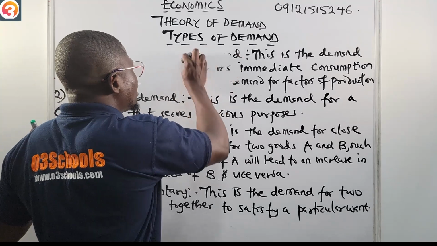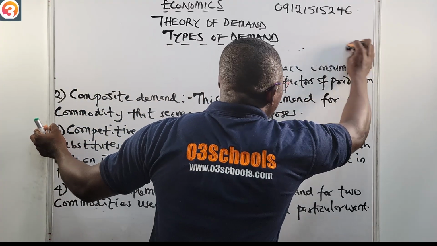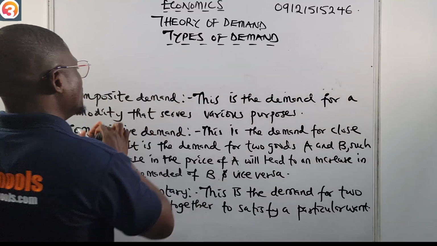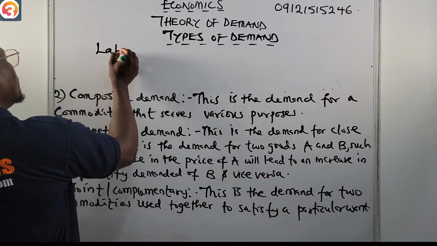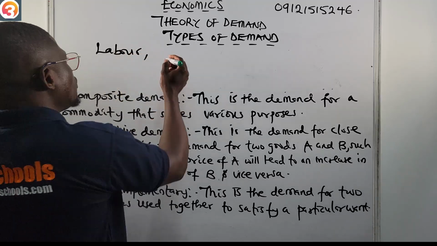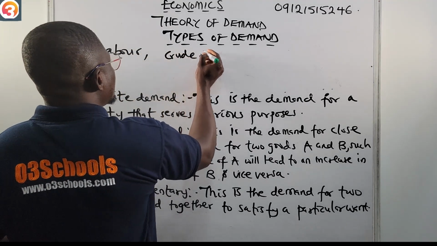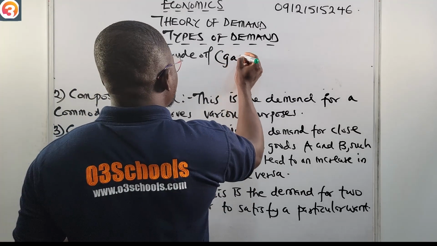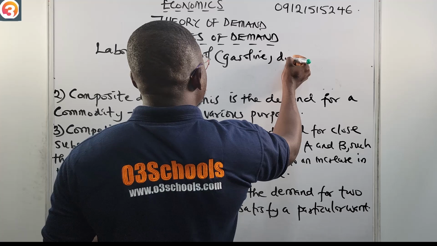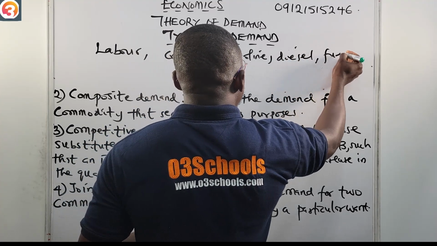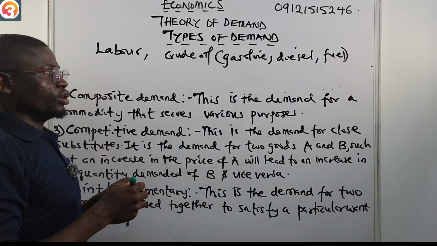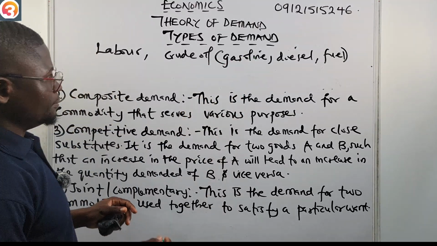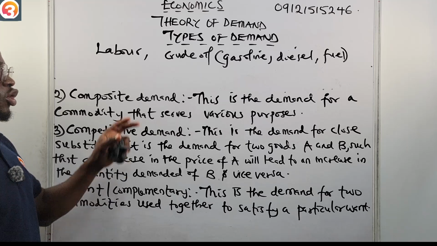Land, labor, capital, and entrepreneurship, the factors of production. The demand for factors of production is derived demand. An example is labor. Number two, crude oil also. Crude oil is an example because you can get other petroleum products from it: gasoline, diesel, fuel, and other petroleum products. These are examples of derived demand.